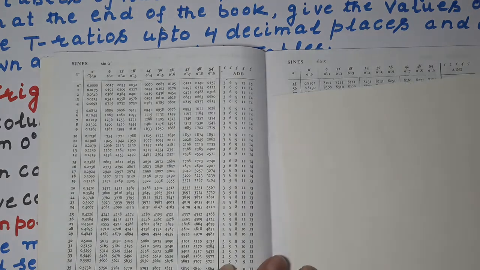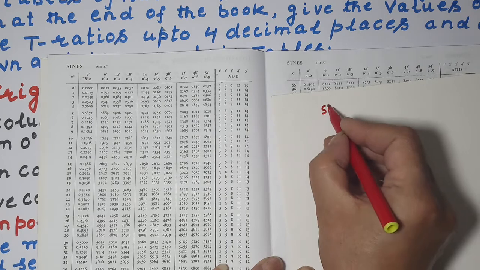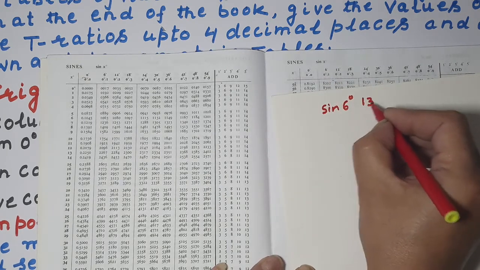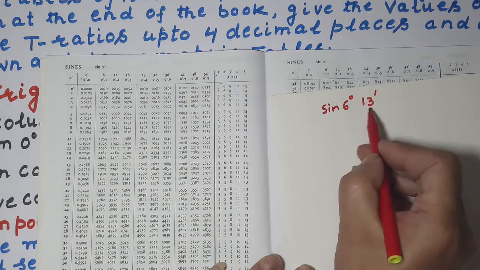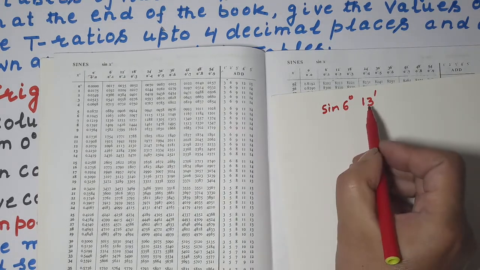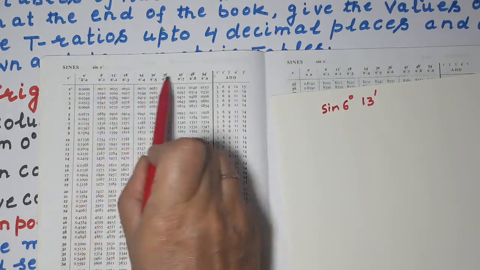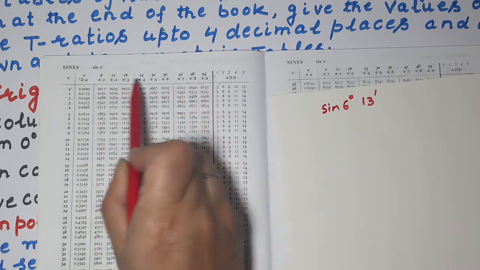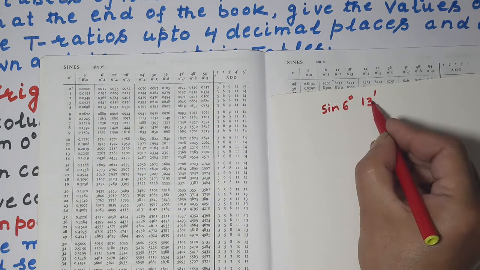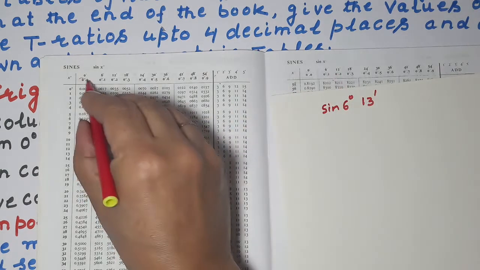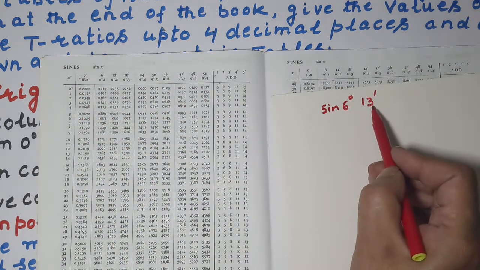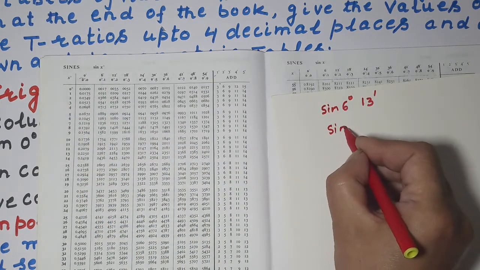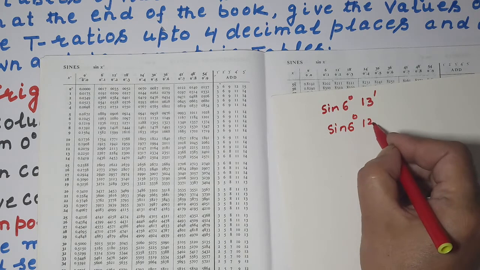So if it is sine, let's take sine 6 degrees and 13 minutes, and you have to find the value of this. What will you do? The 13 minutes column you don't have here. These are all multiples of 6. So you have to choose a value which is slightly lesser than this available in these columns. Which is the one that is available? 12. So we can find the value for sine 6 degrees and 12 minutes.